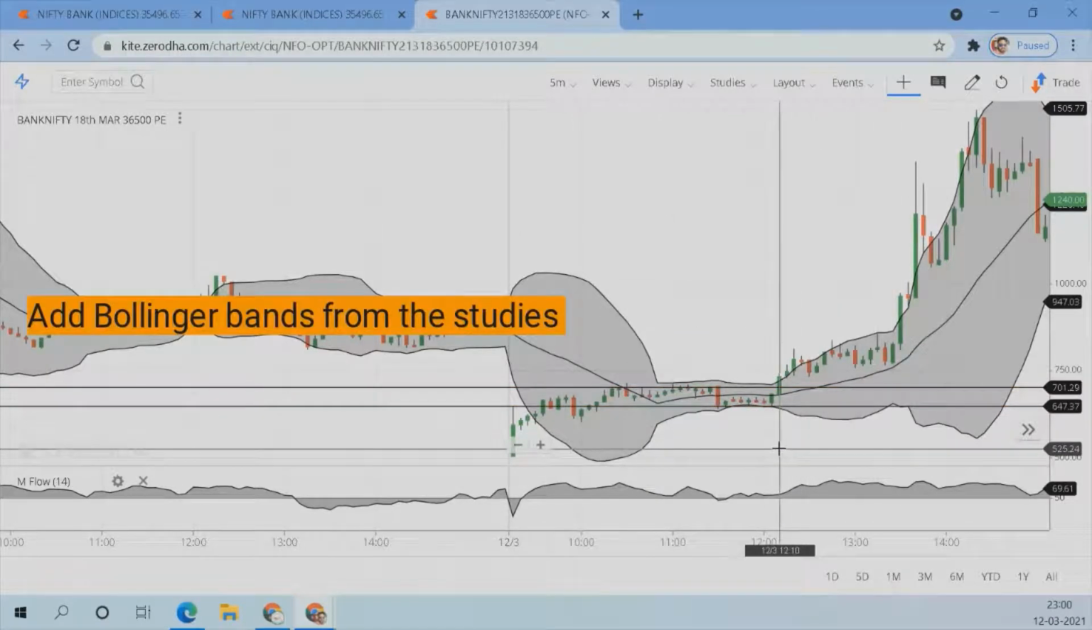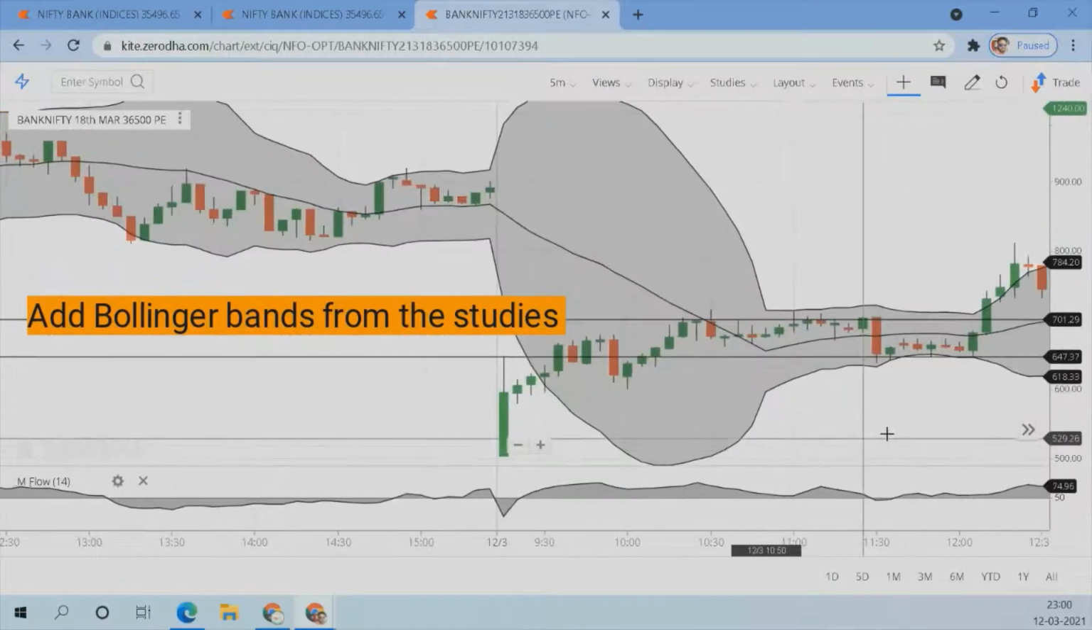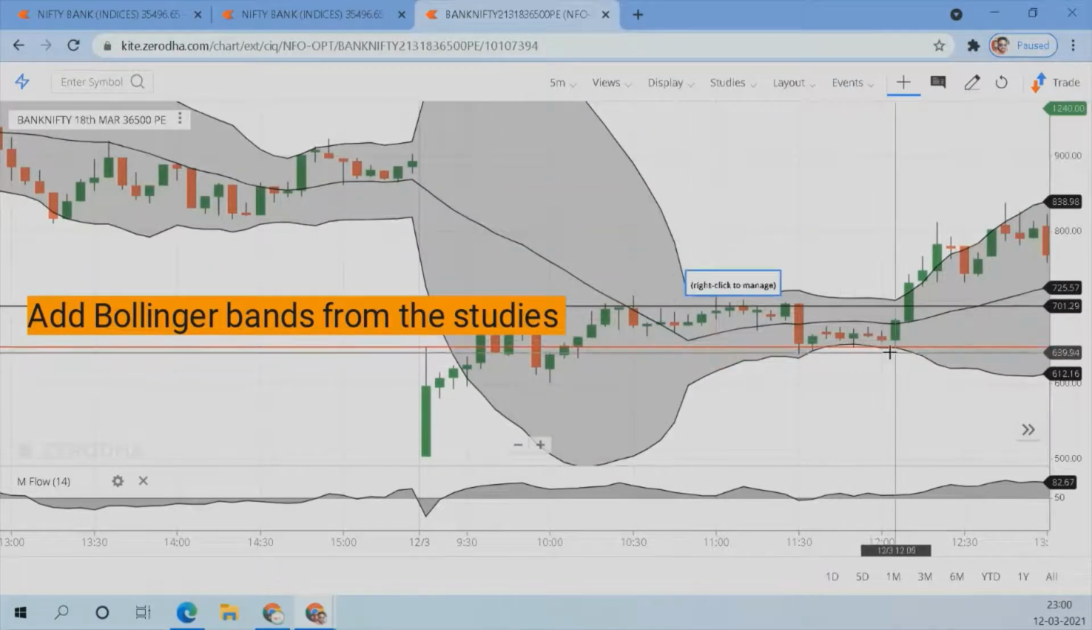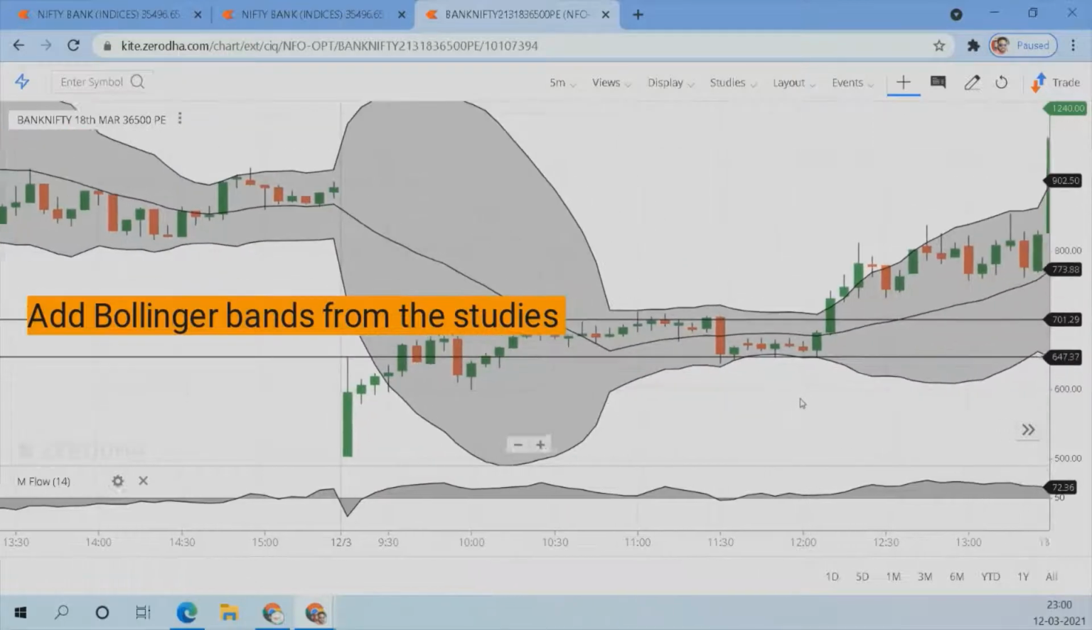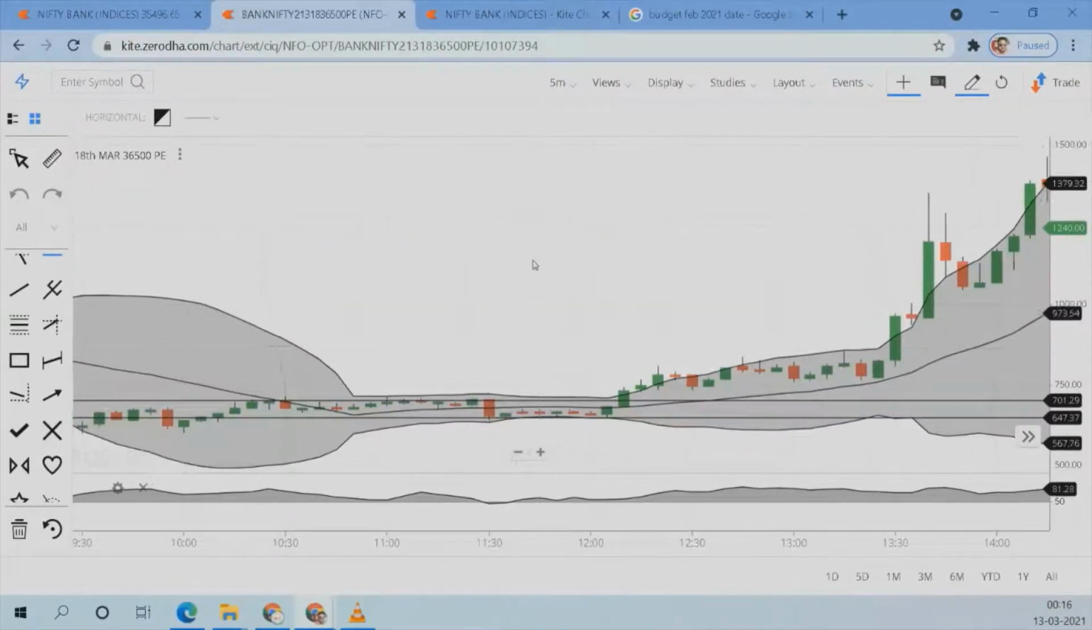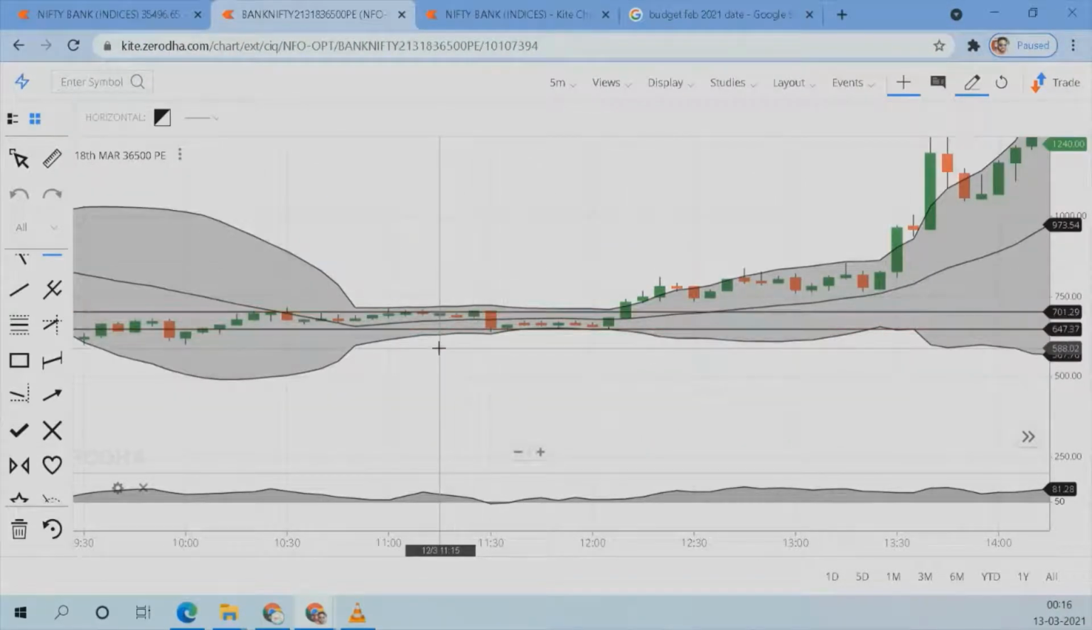So at 12:10, if you can see, the Bollinger has made a very narrow channel, which means that there is a possibility of a breakout or a breakdown. In the sense, there will be a big movement. You can see the prices are still fluctuating between these two narrow bands.